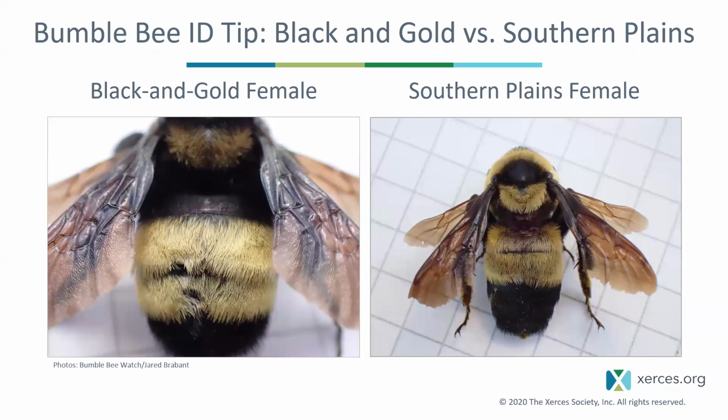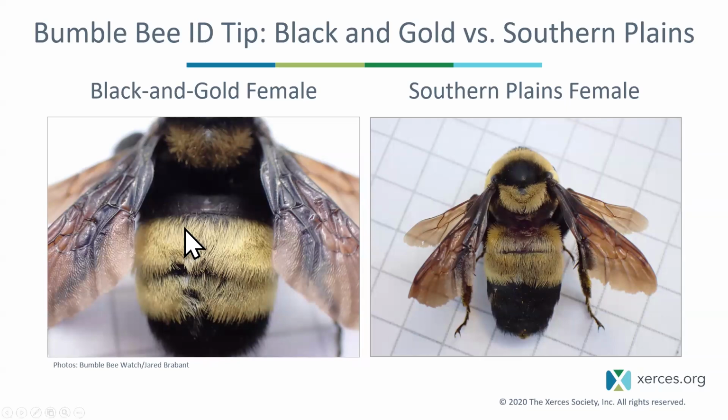For the females, the bee that I get mixed up with it the most often is the black and gold. Once in a while, you'll encounter a black and gold female that has lots of yellow hairs on the back of the thorax, and every so often I've thought for one second that it could be a Southern Plains bumblebee.